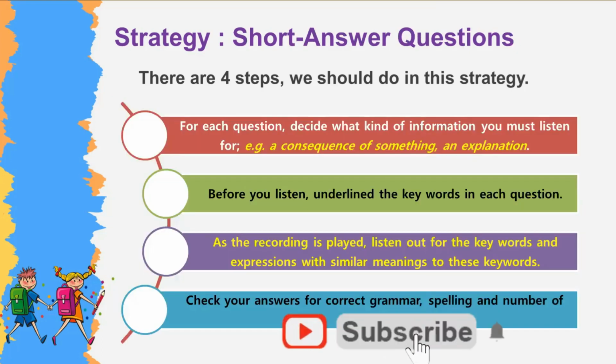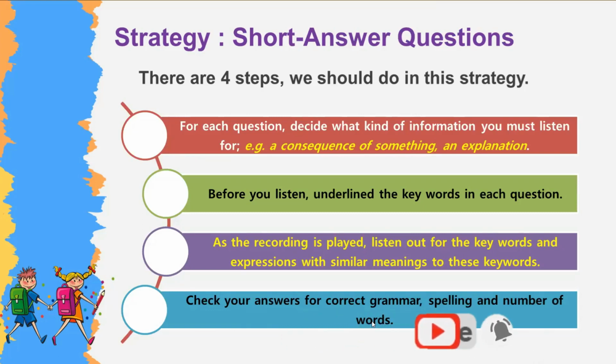Okay, and then we come to the next step. That is about the strategy of short answer questions. The next strategy is about short answer questions. There are 4 steps here that you should do in this strategy. For each question, decide what kind of information you must listen for. For example, a sequence of something or an explanation.